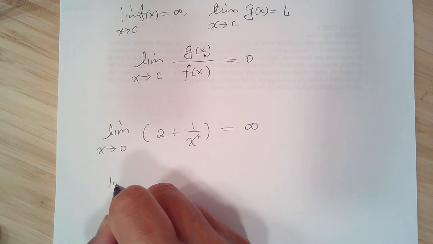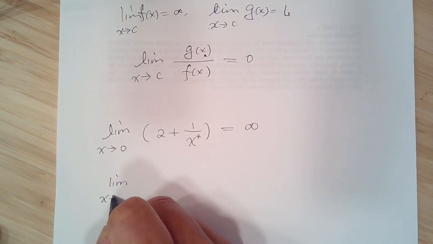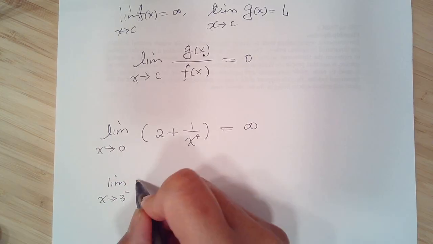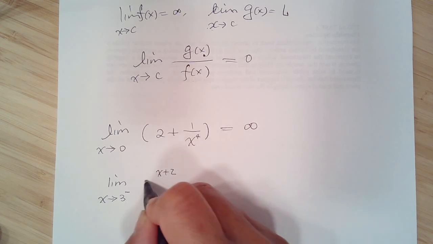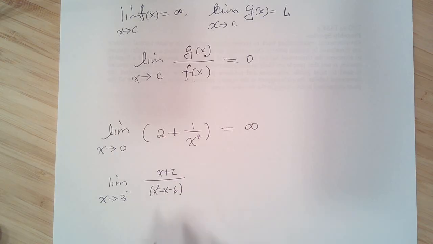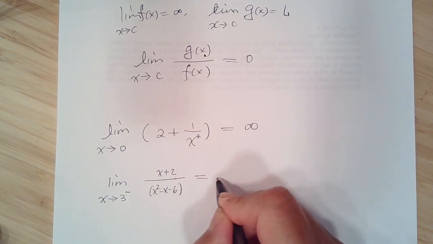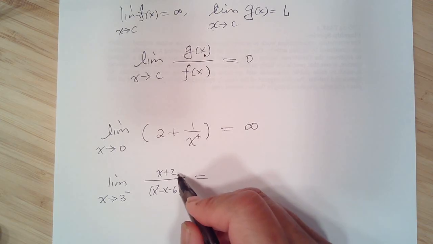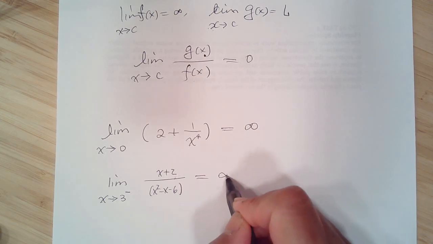Next one, limit as x approaches 3 from the negative side of x plus 2 over x squared minus x minus 6. Now when x approaches 3, this is 3 squared, 9, now 9 minus 3, 6, minus 6, ooh, the denominator becomes almost 0. But the numerator is not. Numerator approaches 3 plus 2, that approaches 5. So that is a number divided by a 0, so that's infinity.